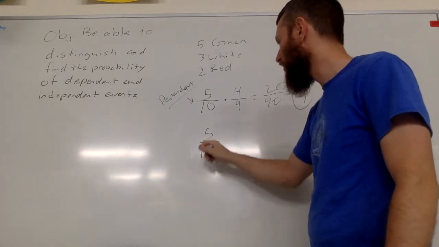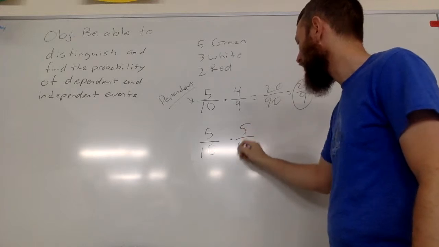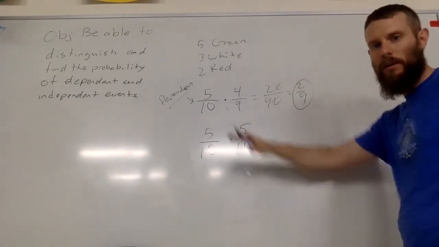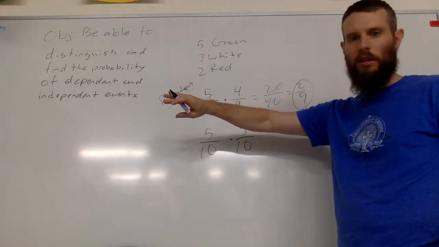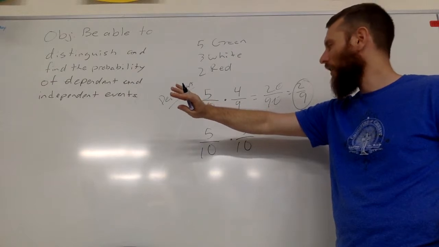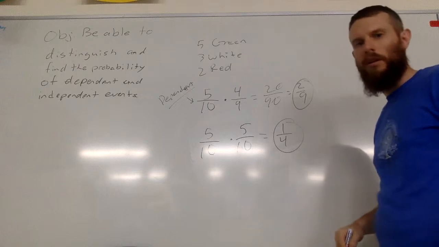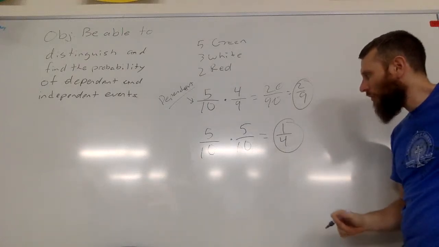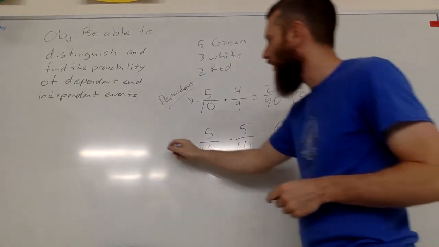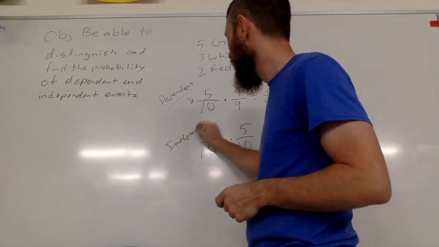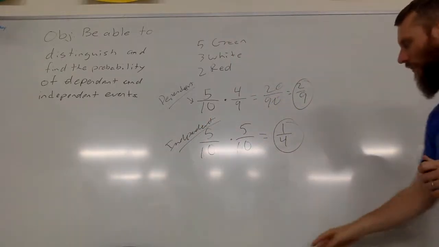So the first time around, it's a 5 out of 10 chance. I put it back in there, and the second time around, it's a 5 out of 10 probability. So then if we were to simplify this, we get 1/2 times 1/2 equals 1/4. There's a 1 in 4 chance of me being able to pull one out, put it back in, and then pull it back out. So this is an independent event. Okay, so the second one doesn't affect the first.